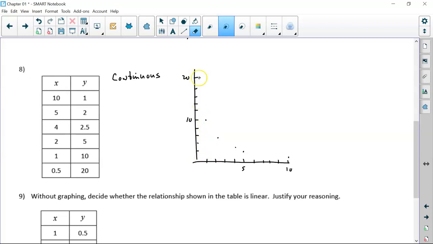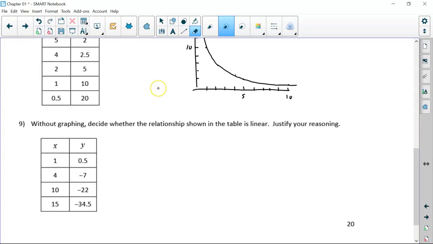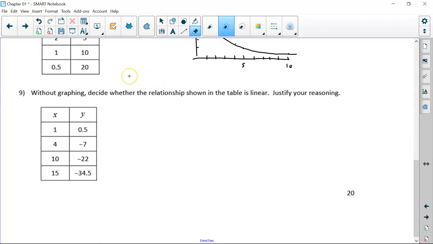So you can look, if we were to connect those with a line through them, that is not a line, it's a curve. So this is not linear again. And for our last problem, without graphing, we're going to decide if it's linear or not.